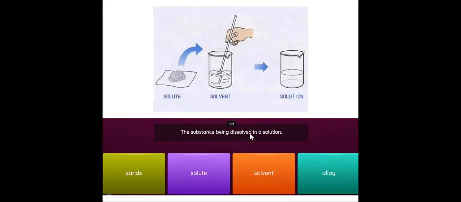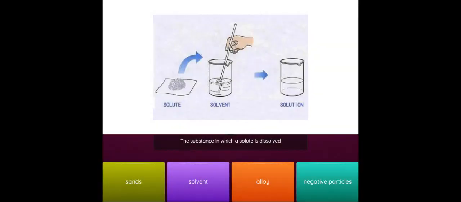The substance being dissolved in a solution, okay, the solute is what's going to go into the solvent to make the solution. So number 1, write down solute. Okay, the substance in which a solute is dissolved into. So the solute goes into the solvent, and that makes the solution. So number 2, go ahead and write down solvent.